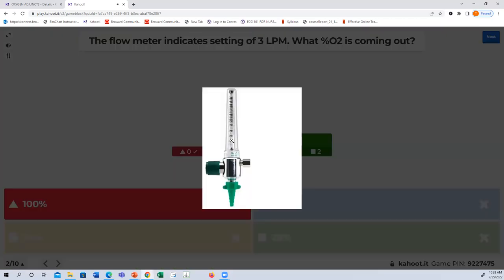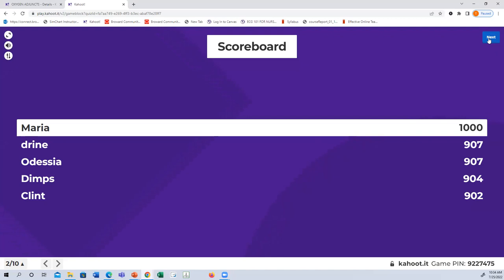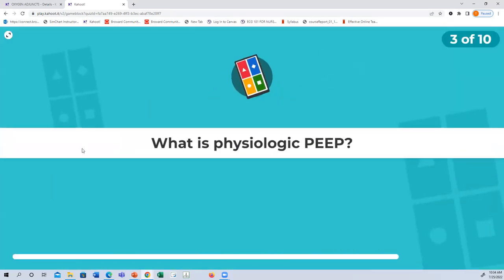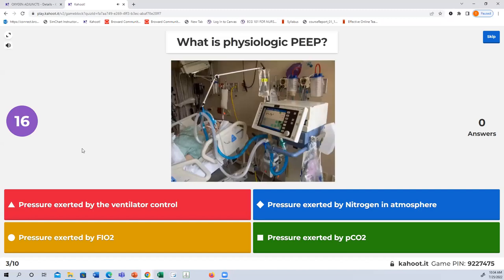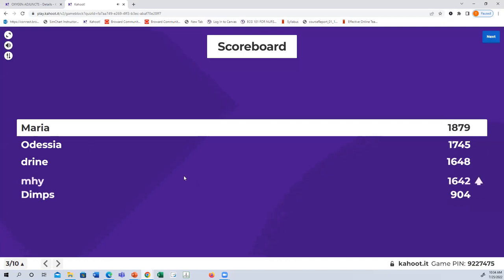Okay, so remember, whatever comes out from this device is always 100%. All right, so let's see who was the fastest. Maria, again. Okay, you remember that physiologic PEEP is that which is influenced by the presence of nitrogen in the atmosphere. And so let's see. Maria, Odicia, Drine, Mai, and Dimps again are in the lead.